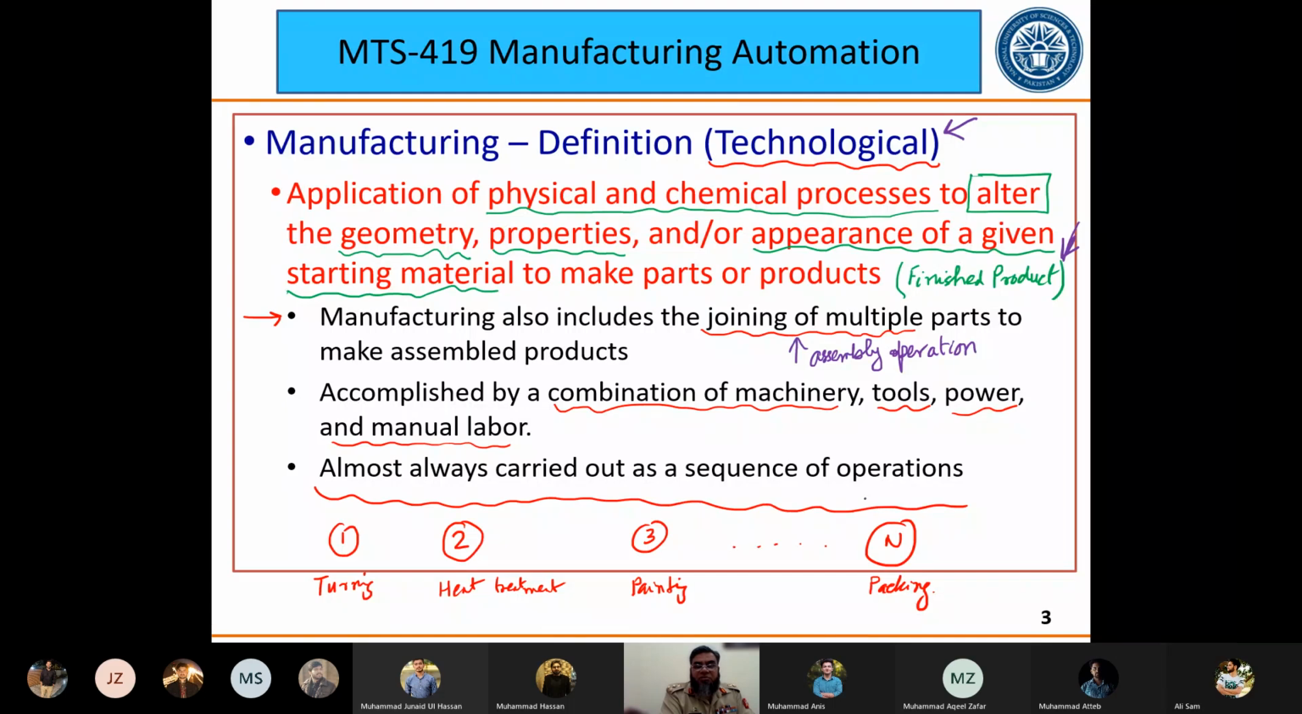It is almost always carried out as a sequence of operations. What does it mean? It means that the material has to undergo a certain sequence. Let's say we have n number of stations, from 1, 2, 3 up to n. At station number 1, we are carrying out turning. Then some heat treatment is carried out at station number 2. Then painting is done at station number 3, and there are a number of stations in between in which some process is carried out, and finally at the last station, the nth station, we carry out the packing of the material. So this is how a raw material is converted into a finished product with the help of manufacturing. So this is the technological definition of manufacturing.